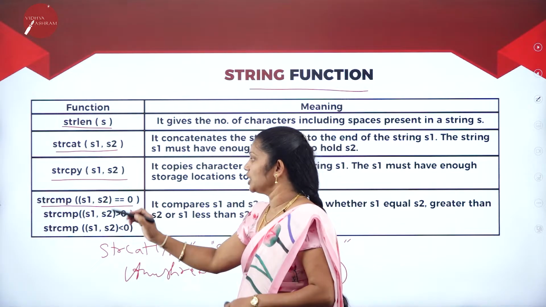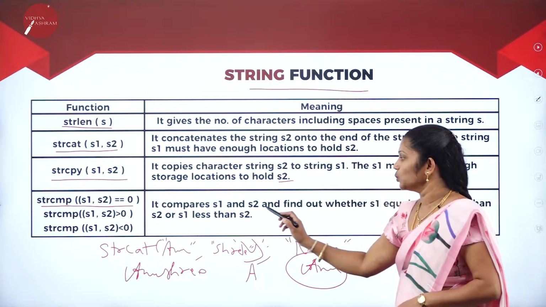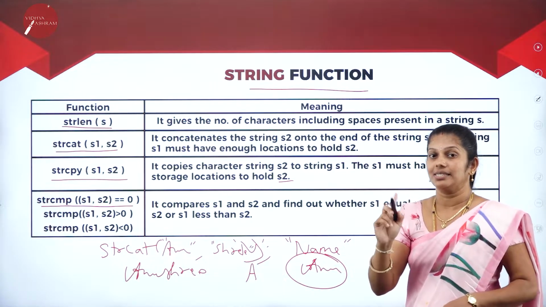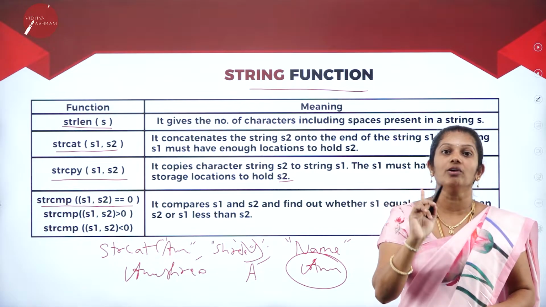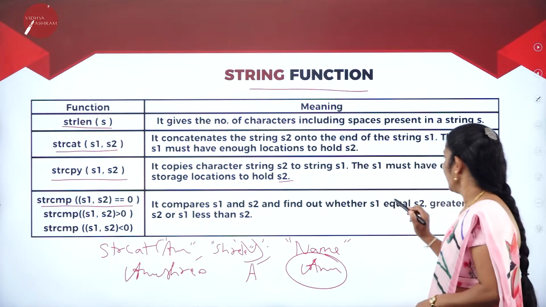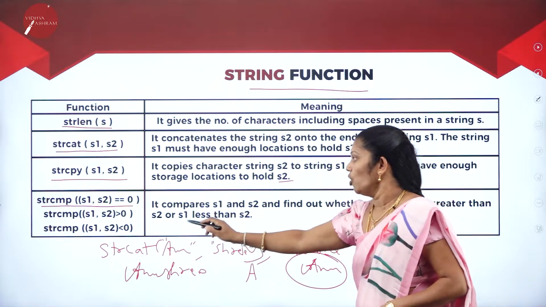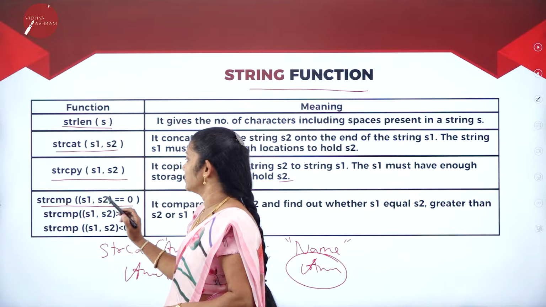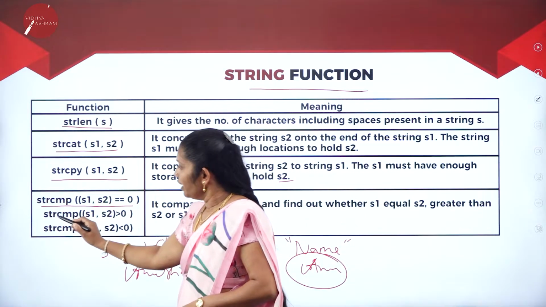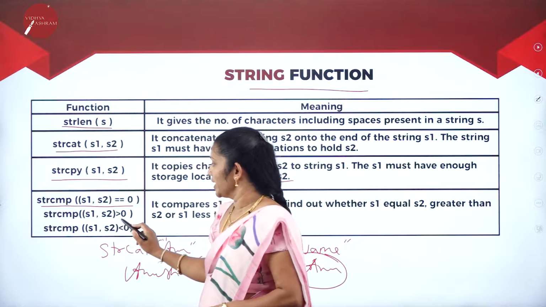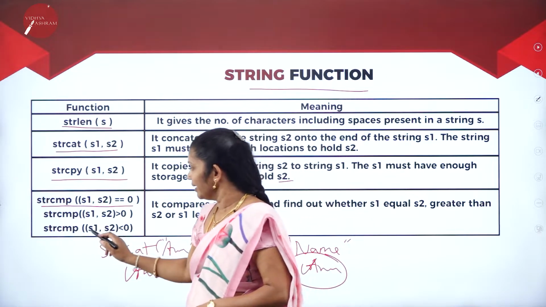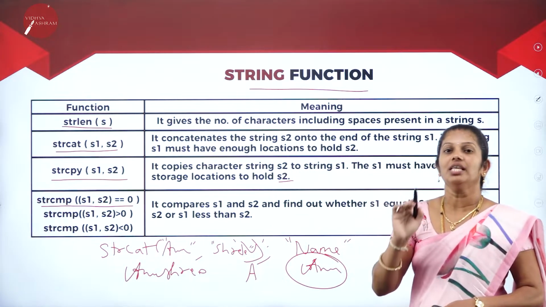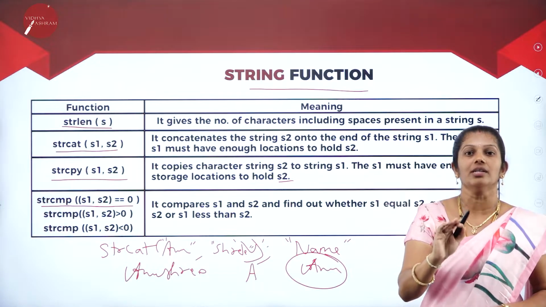Here string compare, if it is equal to 0, it means that it compares S1 and S2 and finds out whether S1 is equal to S2. The name itself suggests comparing: are both the strings the same or not? It will check whether S1 is greater than S2 or S1 is less than S2. If string compare S1 comma S2 is greater than 0, or string compare S1 comma S2 is less than 0. Mainly, string compare function helps to compare whether the given strings are the same or not.